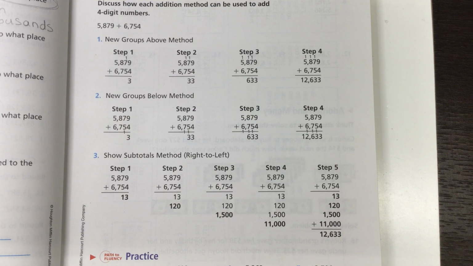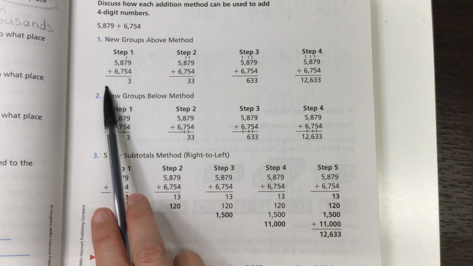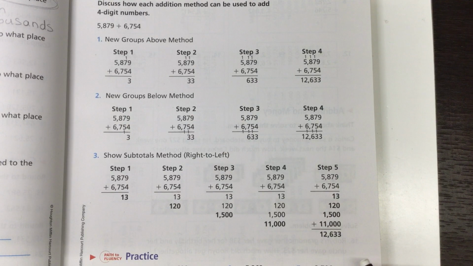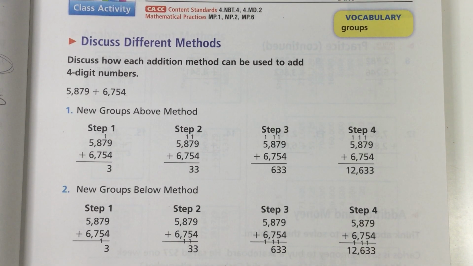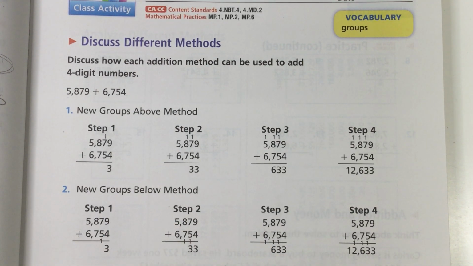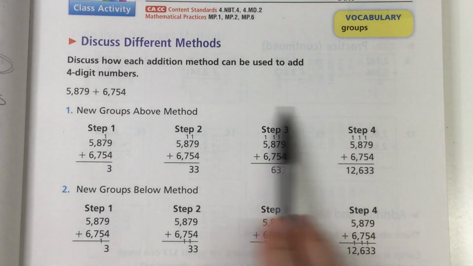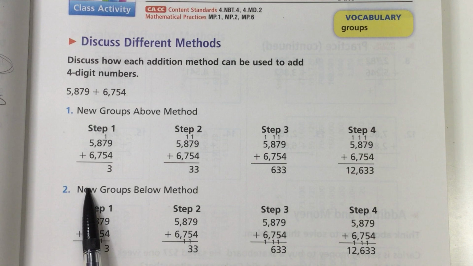What this page is trying to tell us is that there are many different ways to add up 2 large numbers. This one here probably looks the most familiar to you. Let's check it out. On the top here, they call it the new groups above method, which basically means that we are carrying or regrouping up to the top. This is the one that I'm going to require you to be able to show me how to do. So this is the one that we'll focus on the most. Let's see what step 1 looks like. Let's zoom in a little bit here.